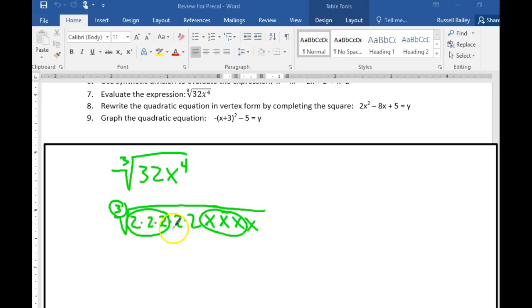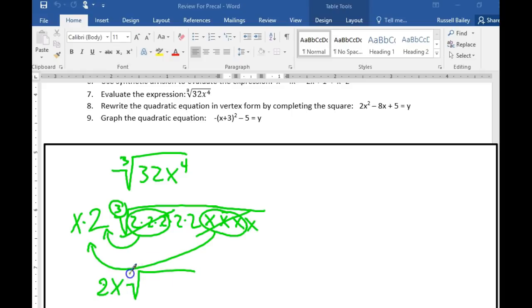So the cube root of 2 times 2 times 2 is 2. And the cube root of x times x times x is x. These other ones don't have enough to bring out, so they stay inside. So the final answer here would be 2x cube root of 4x. And that's how you simplify those.